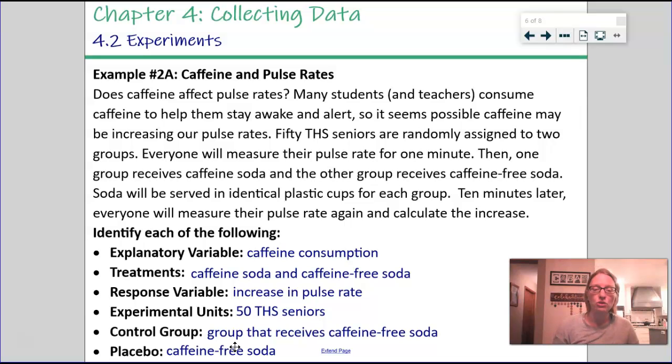Again, notice that the soda was served in identical plastic cups, so no one knew which group they were in, whether they were getting the caffeine-free soda or the caffeine soda, so that their heart rates or pulse rates wouldn't increase for any other reason, hopefully, other than just the caffeine itself.